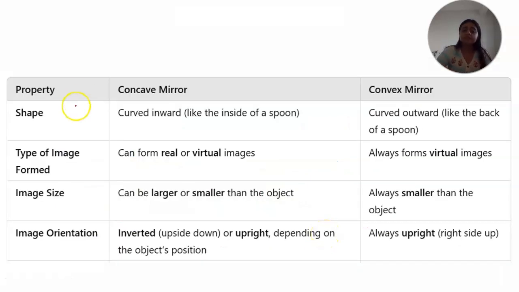See, curved inward like the inside of a spoon, curved outward like the back of a spoon. So the characteristics can be larger or smaller than the object. The image formed is always smaller than the object, because in the convex mirror, the image is formed behind the mirror.